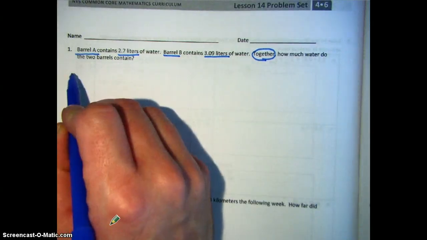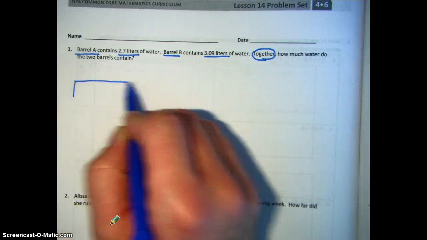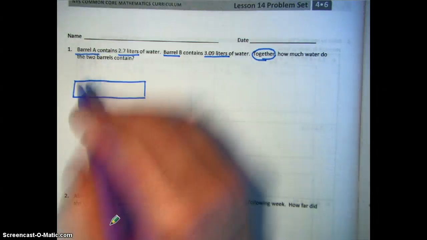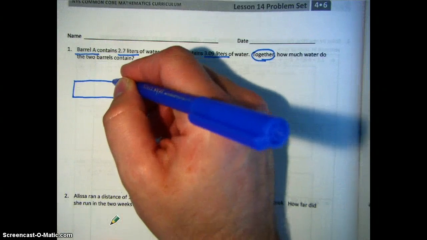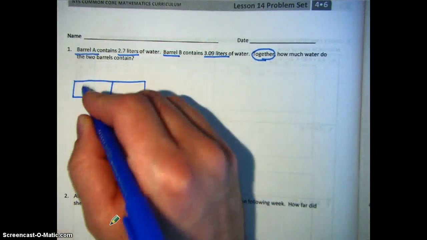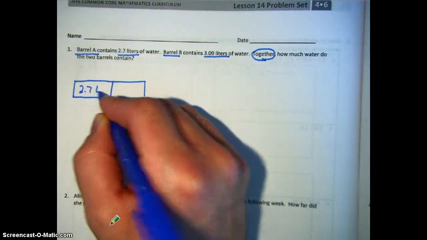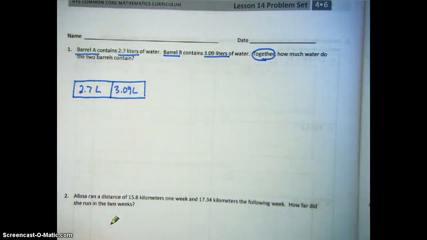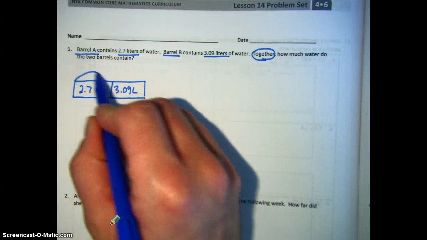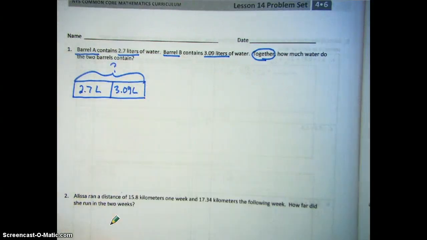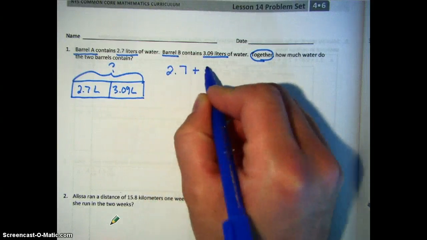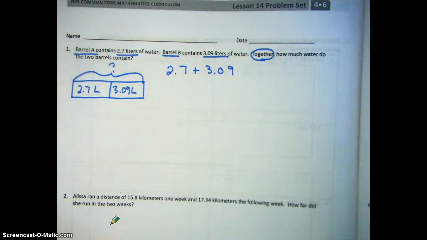So now when we go to set this up with our diagram, okay, we can go ahead and create our tape diagram here. We have two barrels, so we're going to create two sections. Okay, and we know barrel A is 2 7/10 liters. We know that barrel B contains 3 9/100 liters, and our question is asking us to combine the two barrels. Okay, so now taking a look at our equation, we see we are adding, so it looks like this.